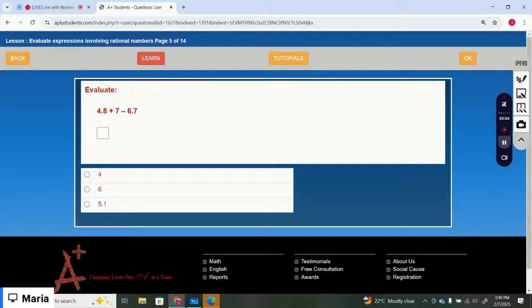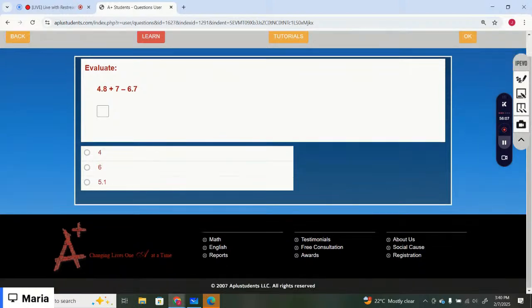4.8 plus 7 minus 6.7. So going from left to right, you need to add first. So 11.8 minus 6.7. That is 5.1. Option number 3 is the correct option.